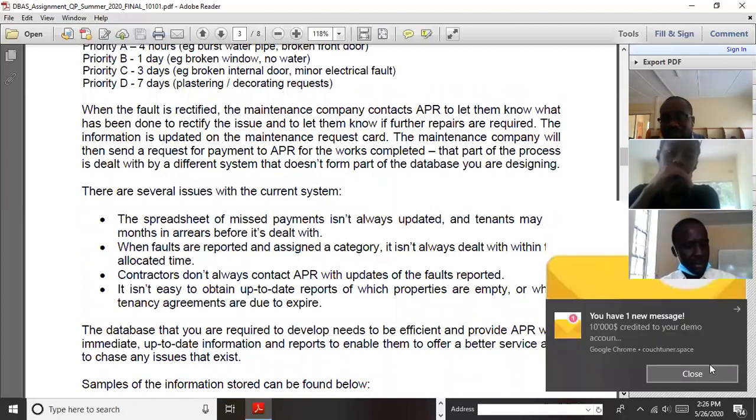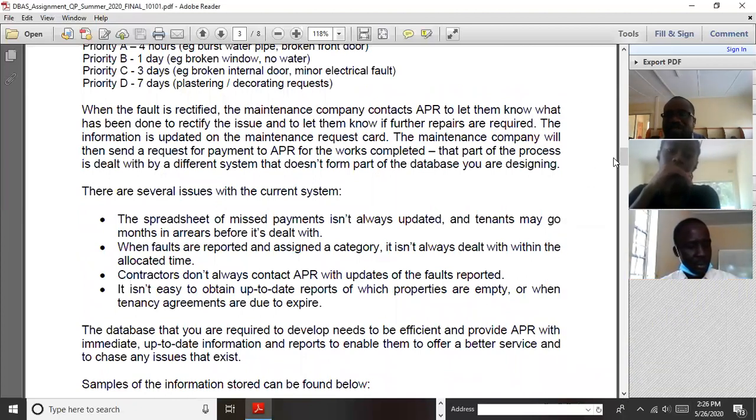Remember, I said the current system is not a database. It's almost manual. Okay, just a spreadsheet that you record in Excel. So the spreadsheet of missed payments isn't always updated, and tenants may go months in arrears before it's dealt with. When faults are reported and assigned a category, it isn't always dealt with within the allocated time. Contractors do not always contact APR with updates of the faults reported. It isn't easy to obtain up-to-date reports of which properties are empty or when tenants' agreements are due to expire.